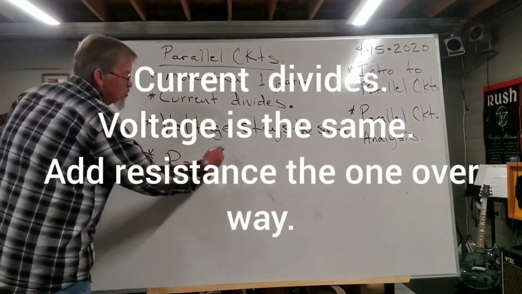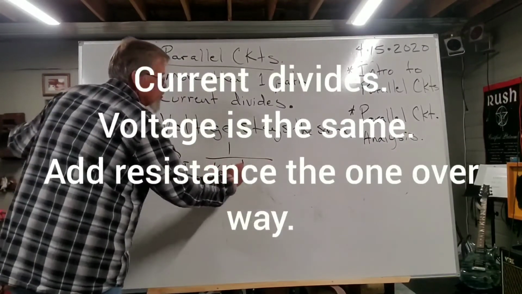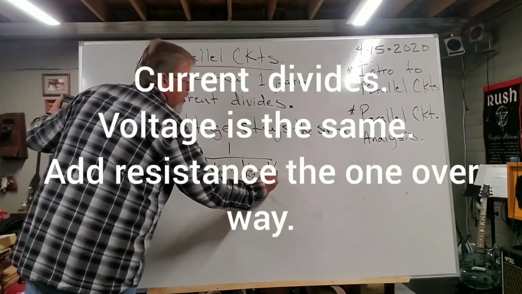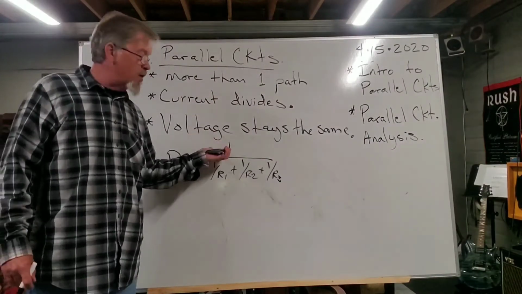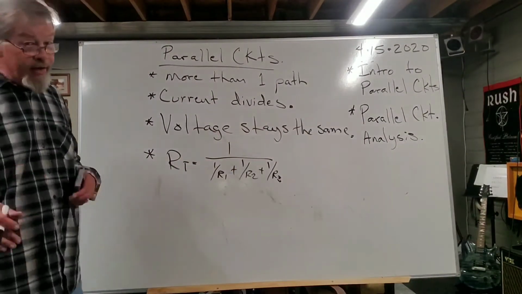Or RT equals 1 over R1 plus 1 over R2 plus 1 over R3. However many resistors I have in parallel, just keep chunking them on the end. Just remember to hit that last 1 over X key. Okay? All right. So that concludes the introduction.